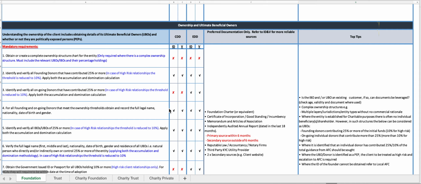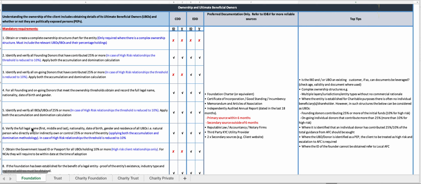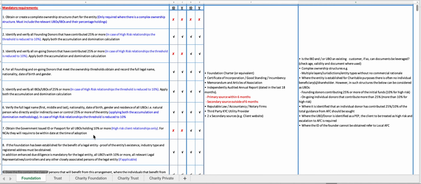And same again for identifying and verifying all IBOs, UBOs up to 25% or more. So 25% is CDD, and for EDD it's usually around 10%. And you verify all the full legal names: first name, last name, and middle name, nationality, date of birth, gender of all UBOs, natural persons who directly or indirectly own or control more than 25%. So in the EDD case, it would be 10%. Obtain government ID for all holders up to 10%, which is EDD, only for high-risk clients.